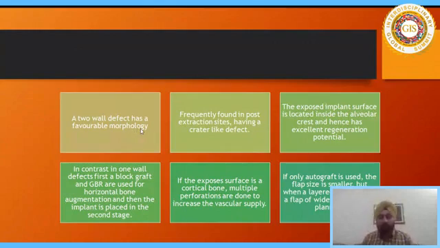If the exposed surface is a cortical one, multiple perforation is always done. If only autograft is used, the flap size has to be smaller because the autograft integrates well, but when you use a layered graft, like an autograft along with a layering of DBBM, a wider flap is required.